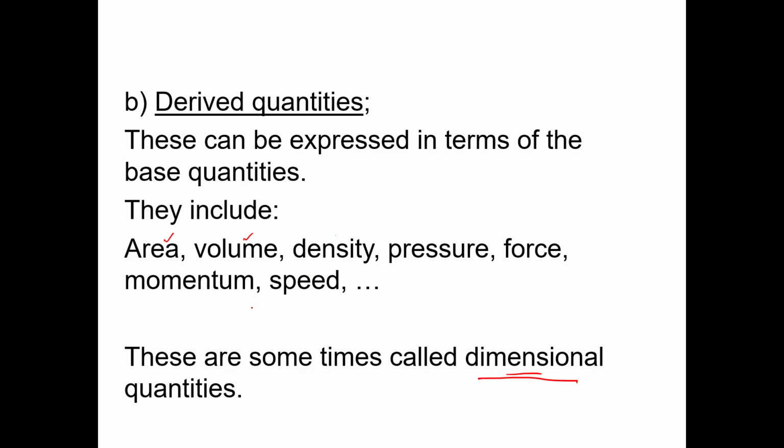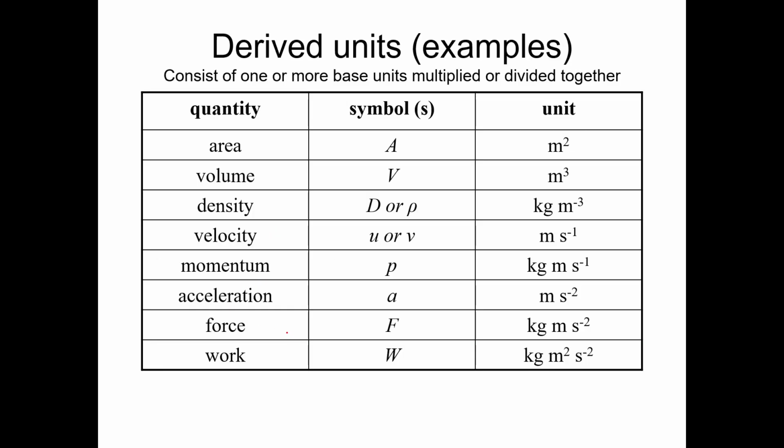So long as you can see that these ones are got from the fundamental quantities, either by division or multiplication, we call those ones the derived physical quantities. And likewise, we have these units here. For area, the SI unit is meter squared. For volume, meters cubed. You know all of these from your O-level physics.